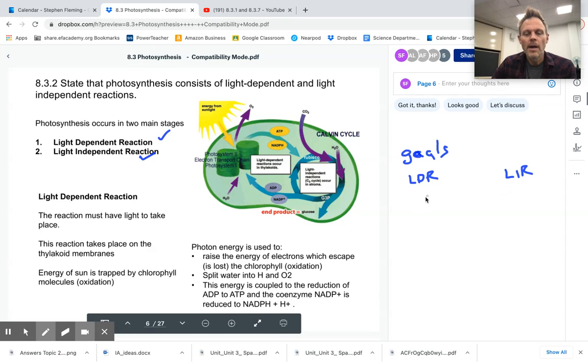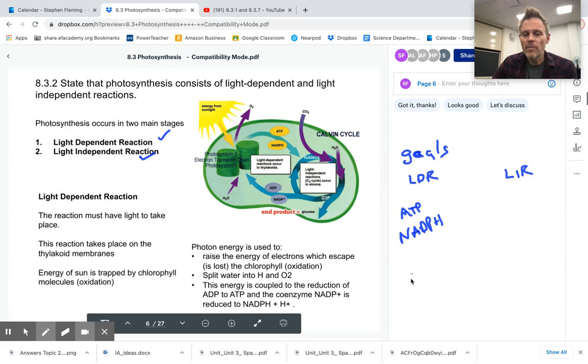Fancy. So the goal of the light-dependent reaction is to generate ATP and also to generate NADPH. So these are two molecules that are going to be very important for the light-independent reaction to happen.